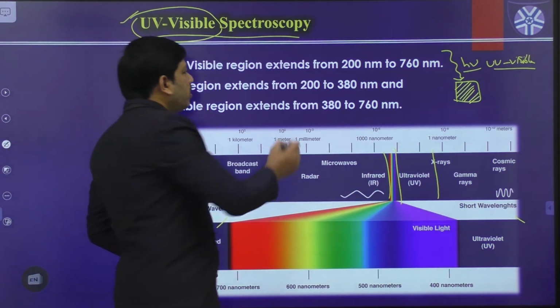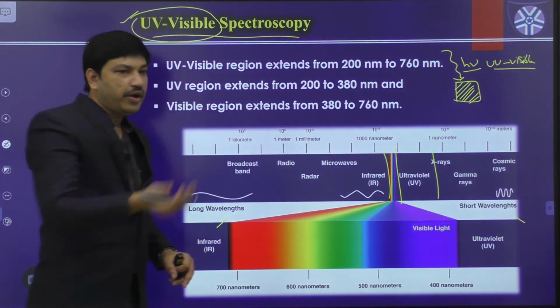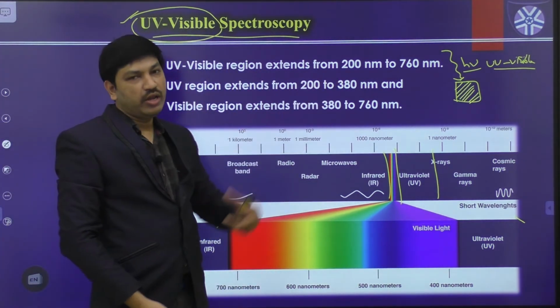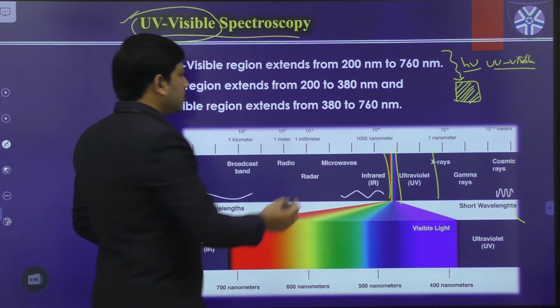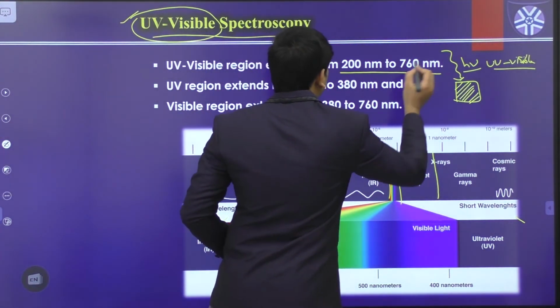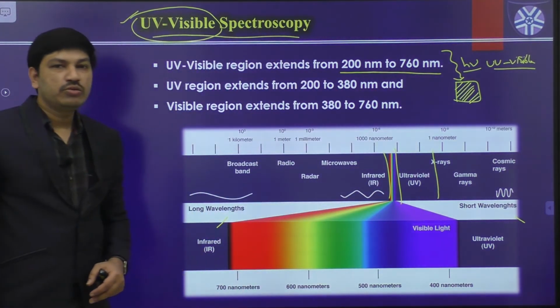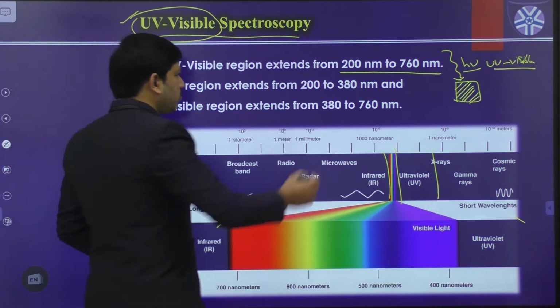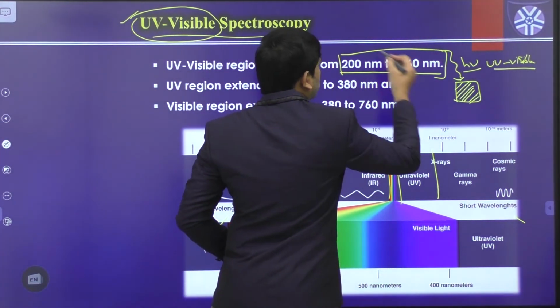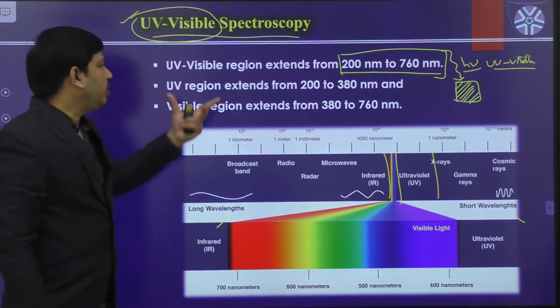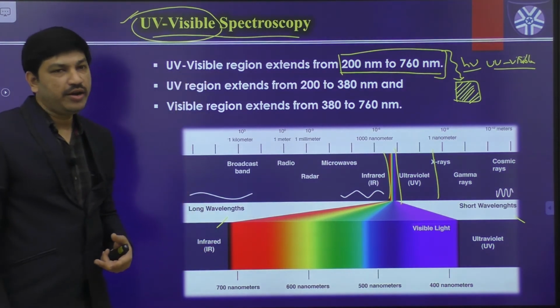Generally, UV visible radiation is expressed in terms of wavelength only, in most cases. Here the range is 200 nanometers to 760 nanometers. So 200 nanometers to 760 nanometers is defined as UV visible radiation.